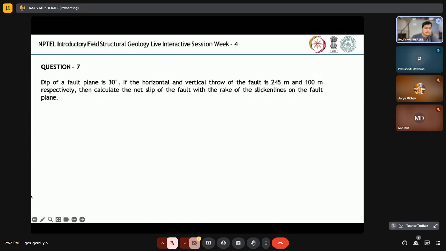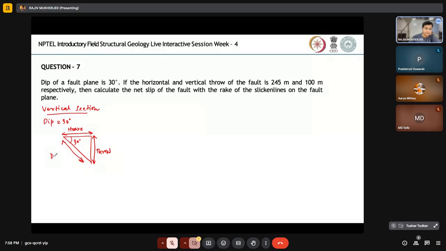So if we just talk about the vertical section first, given the dip is 30 degrees, this angle is 30 degrees. This horizontal component of displacement, this is heave, and the vertical component is the throw. And this one is the dip slip, right?